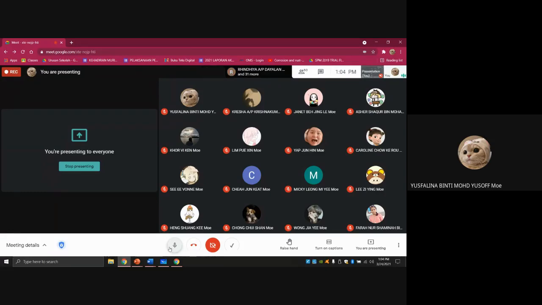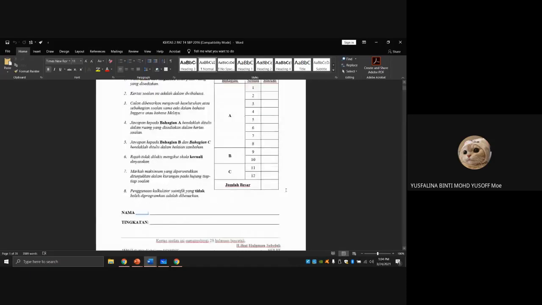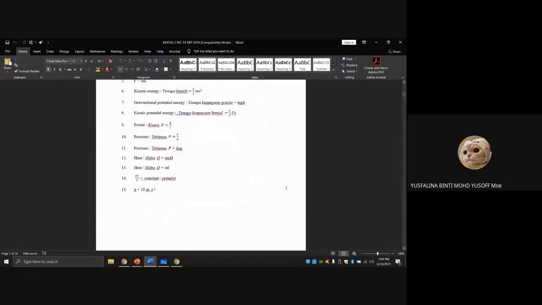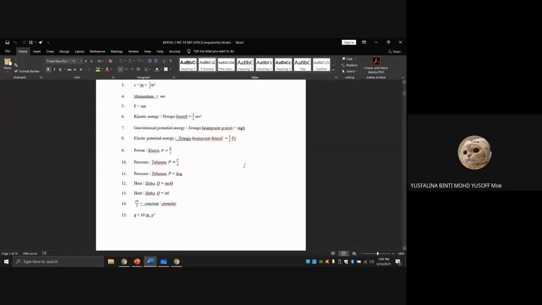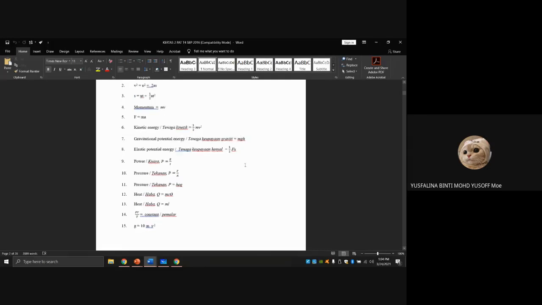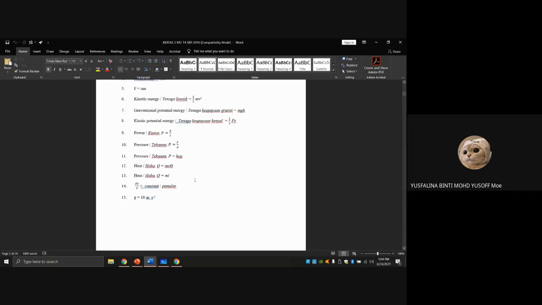First of all, I will show you the full set of example question paper for Paper 2. So this is the example. At the front page here they will give you the formula, but I'm not sure whether they will give it for SPM, and if they give, which formula they will give. So we have to see this year's SPM.